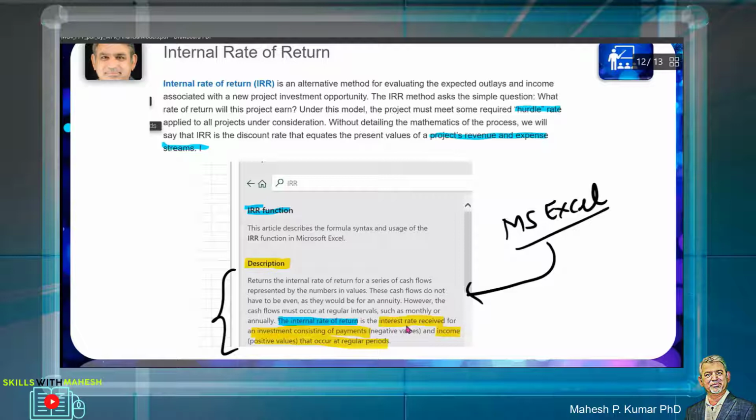Internal rate of return is the interest rate. It is like an interest rate, you mention it, 12%, 10%, received for investments consisting of payments, which are negative values. Payments means outflow of cash, and incomes, which are positive values, occurring at regular intervals, and those intervals have to be either monthly or quarterly or annually. This is the simplest possible definition.